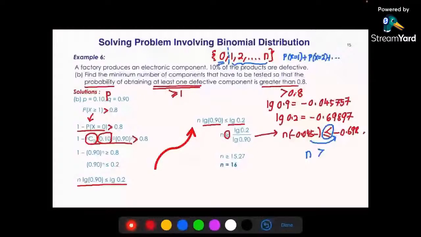But then question asks you to find the minimum number of component. Okay, dia nak tanya dia punya komponen tu tak boleh ada perpuluhan lah kan. Dia mesti nombor yang kita boleh kira. So, nombor integer after 15.27 adalah 16. So, the answer is n is equals to 16. Okay.